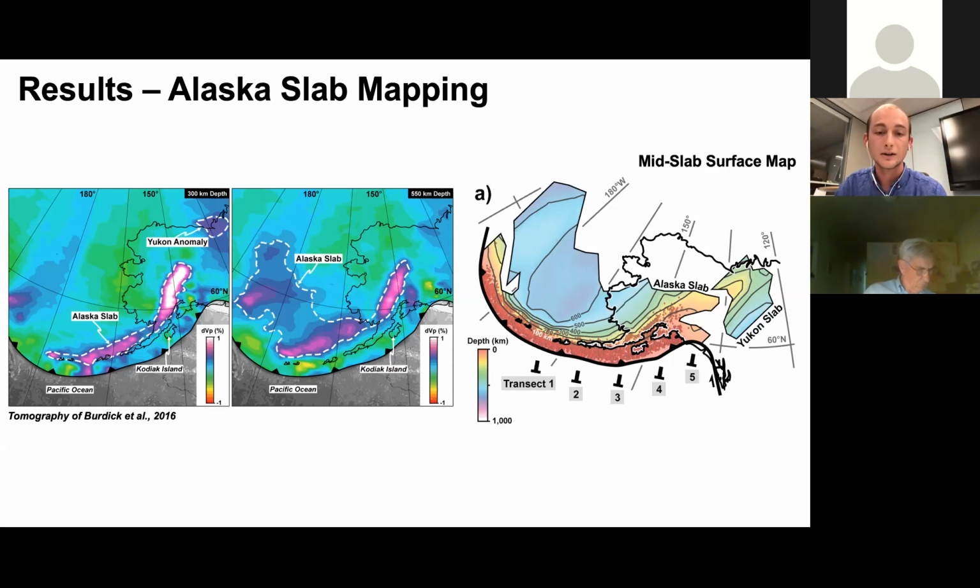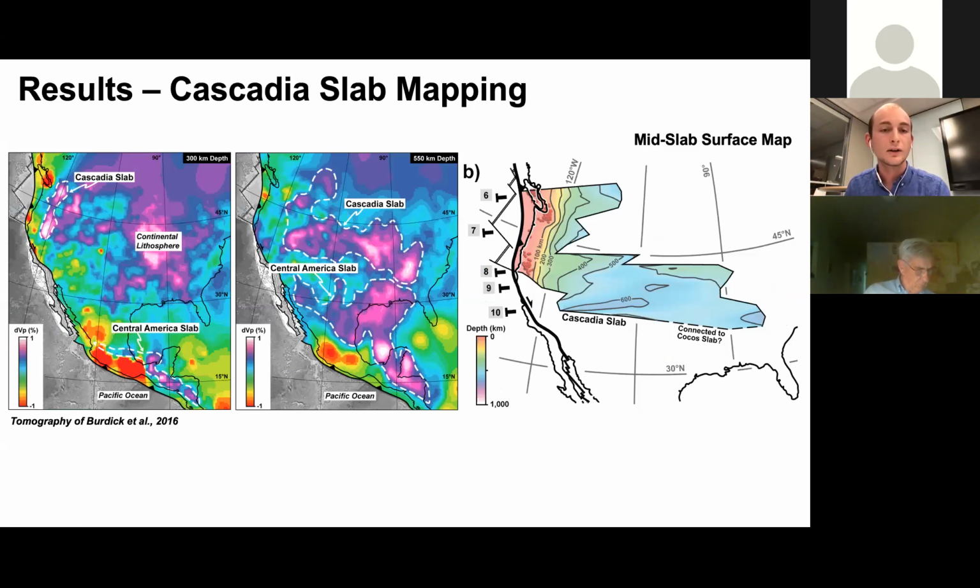I'll show that here in a little bit, but for now we'll move further south to what we're calling the Cascadia slab and repeat a similar process. At shallow depths, 300 kilometers depth, we have more or less a normally dipping slab, and at deeper depths, we have a similar story where the Cascadia slab appears to shallow out and rest horizontally on the lower mantle. And in terms of this overall mid-slab surface map, I have a similar trend where the northern part of the Cascadia slab seems to have a much smaller aerial extent than the southern part of the slab.